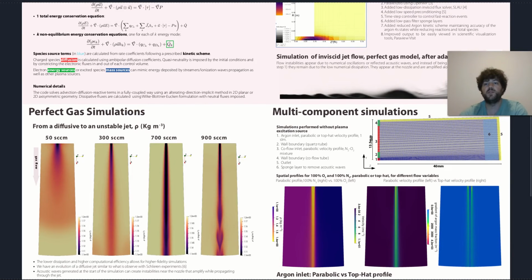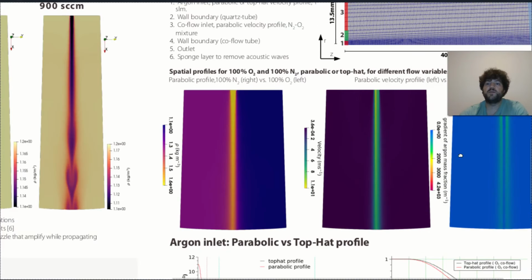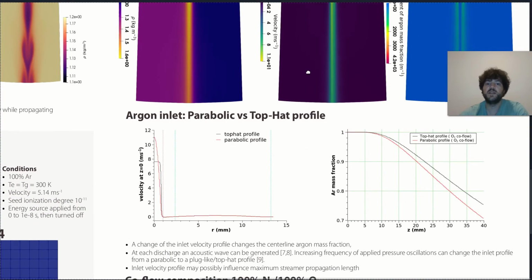We also did some multi-component simulations. Here we are trying to mimic our co-flow reactor, so we are also changing the shielding gas. For some of the results here, I also compare different inlet profiles. I'm using a top hat profile or a parabolic profile, and we see some differences in the argon mass fraction. Namely, top hat leads to a higher mass fraction along the center line.